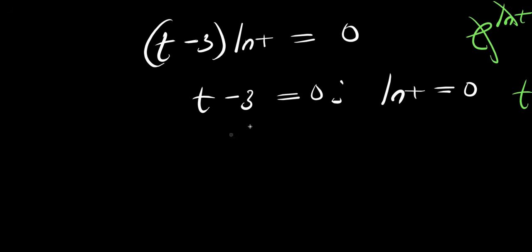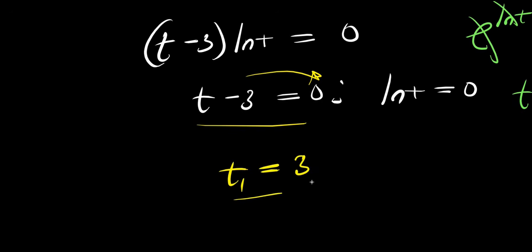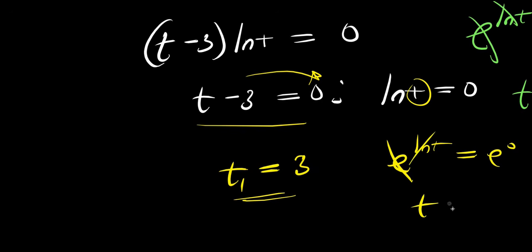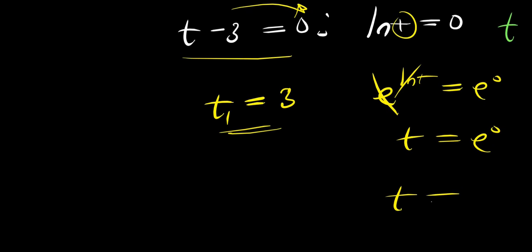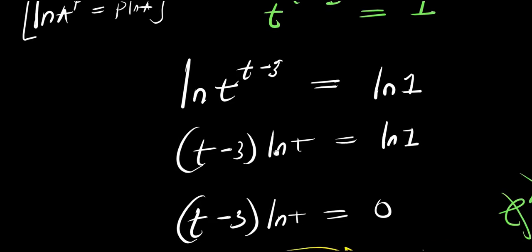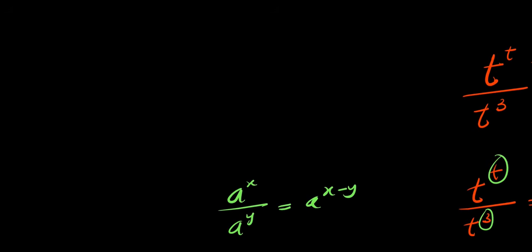To solve these individual equations, I move this over here. I have t equals 3. For this, I can solve for t. I have e power ln t equals e power 0. e can cancel ln and t equals e power 0, which is 1. We still end up having the two solutions. So guys, at the end, we have succeeded to have two different solutions. We have t equals 3 and t equals 1.